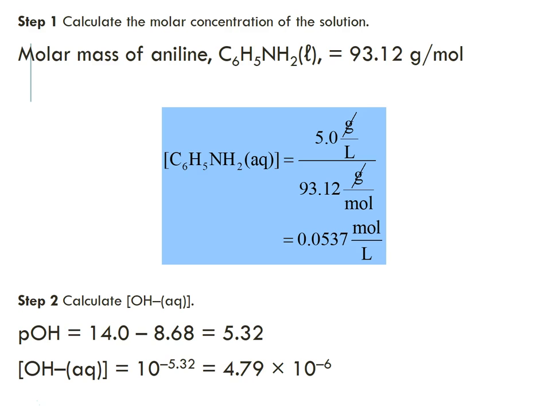In this question, you are given the pH, so subtract this value from 14 to get the pOH. Then you can solve for the concentration of hydroxide ions at equilibrium.